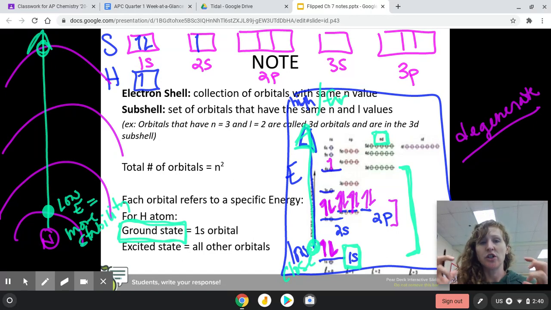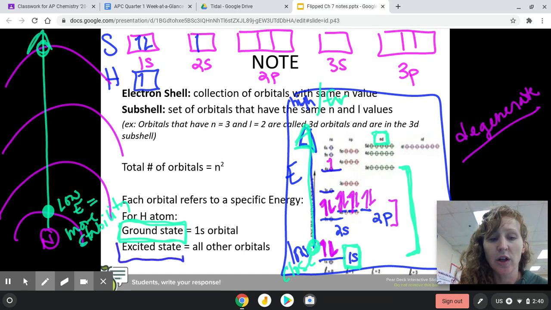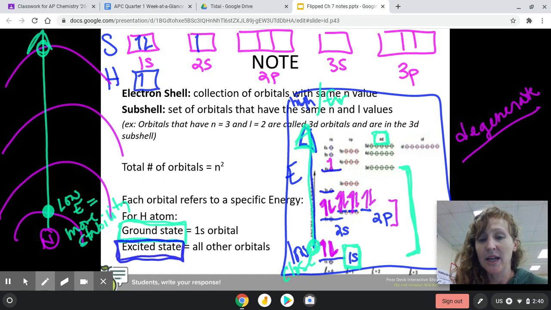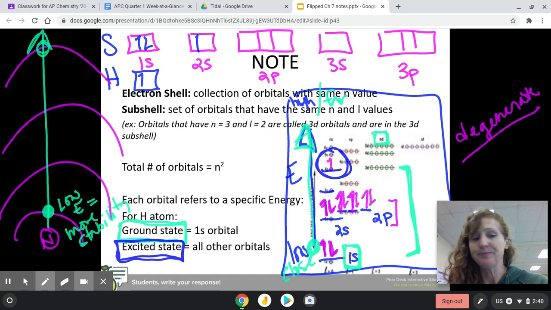So lower energy, more stable. Higher energy, less stable. Those higher energy orbitals we would call excited states. If you have what we have right now, where sodium has an electron in a higher energy orbital, that would be considered an excited state.